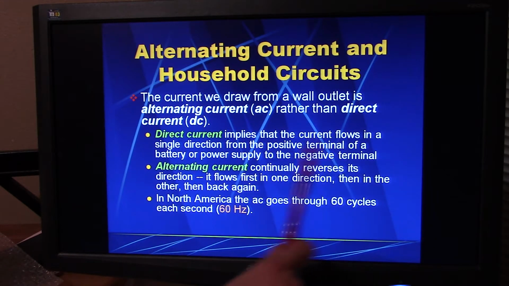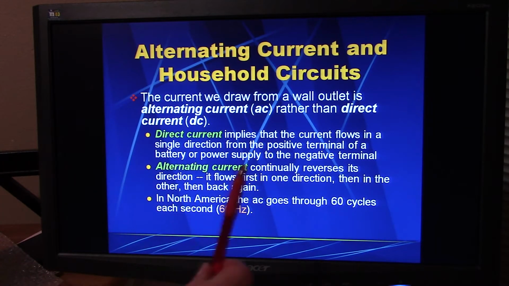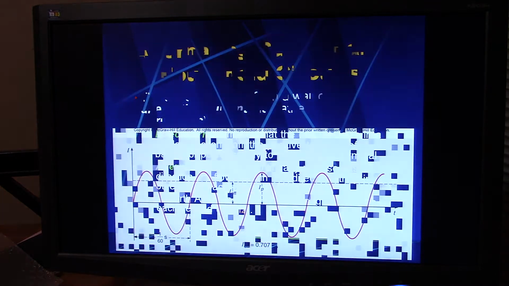Direct current implies that current flows in a single direction, from the positive terminal to a negative terminal. Alternating current continually reverses its direction. It flows in one direction and then another. You're going, what? That sounds crazy. But that's the way everything works. 60 hertz means that in 1 second, it's gone back and forth 60 times. That's what hertz is.